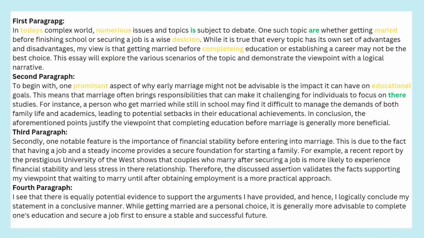The next line, for instance, a person who gets married, subject verb agreement. He eats, person gets, who gets, S has to come. And then in the third paragraph, less stress in there, T-H-E-I-R has to come. And the last paragraph, while getting married is a good choice. Getting married is singular, it's a single entity.